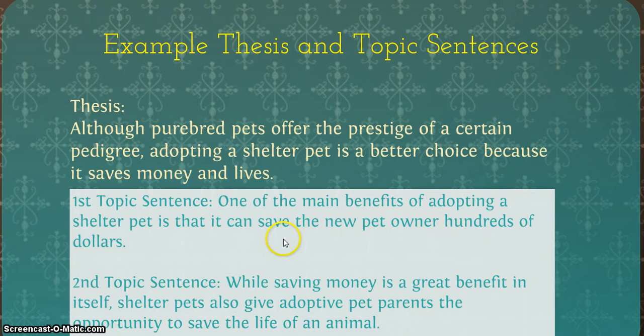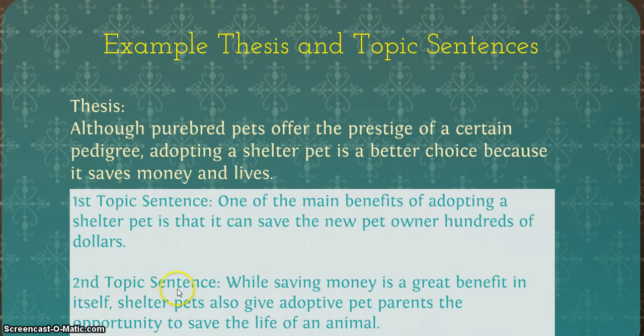So notice I reused the word save, which is straight from my thesis. And instead of money, I changed it up a little and said hundreds of dollars, but it's the same idea. You want to make sure that you're repeating. You can either repeat the same words or you can put them in a little bit different words, but you want to repeat that idea in your topic sentence so that your essay has coherence.